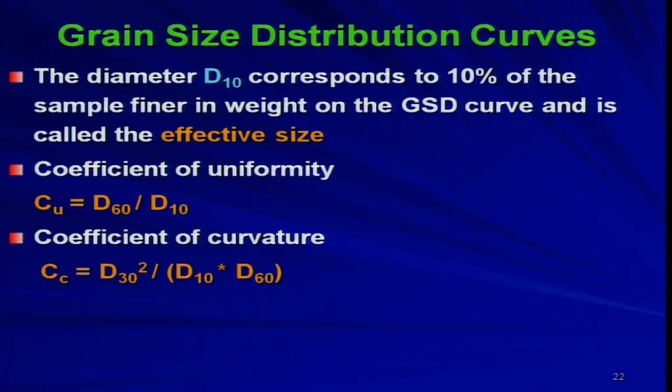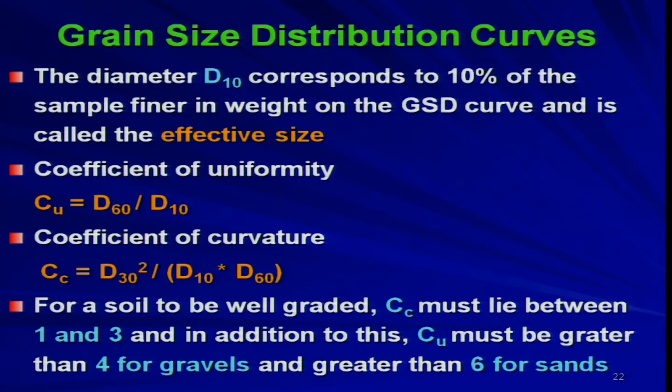Then another definition, the coefficient of curvature, which is Cc equal to D30 square by D10 into D60. After calculating Cu and Cc, we generally get the idea of this. For a soil to be well graded, Cc must lie between 1 and 3, and in addition to this, Cu must be greater than 4 for gravels and greater than 6 for sands.